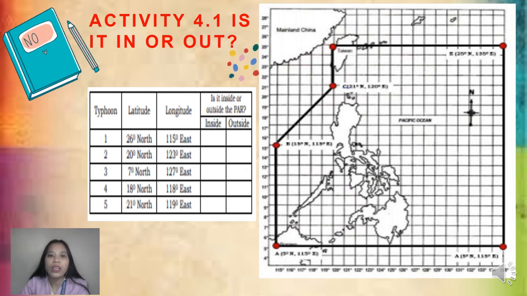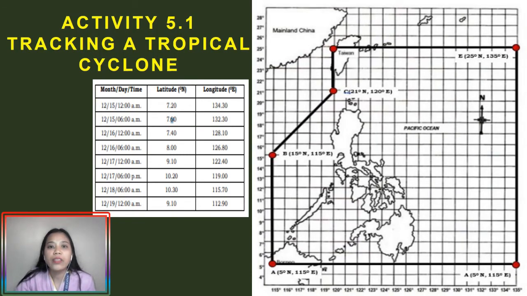If none, now let's go with the next activity on page 17, tracking a tropical cyclone. So here is the instruction. You are going to track the path taken by the tropical storm Sendong last December 13 to 19, 2011 by plotting the given coordinates on the map grid. You are to answer the questions that follow. Is it clear to everybody? Yes, very good. You are all a good listener.